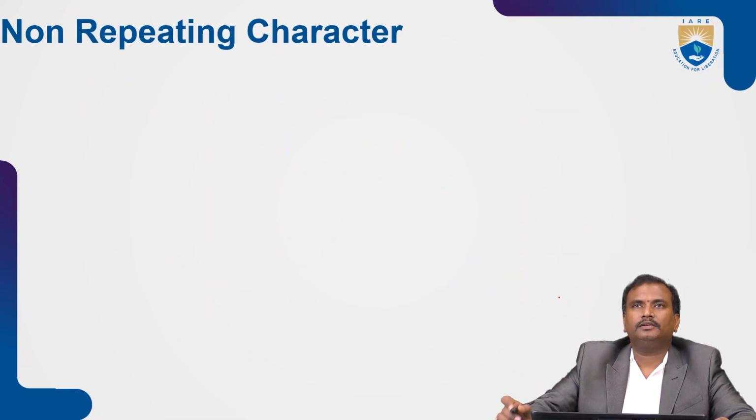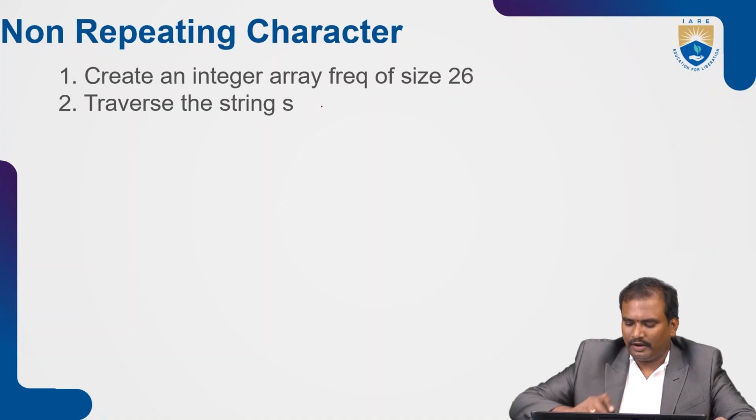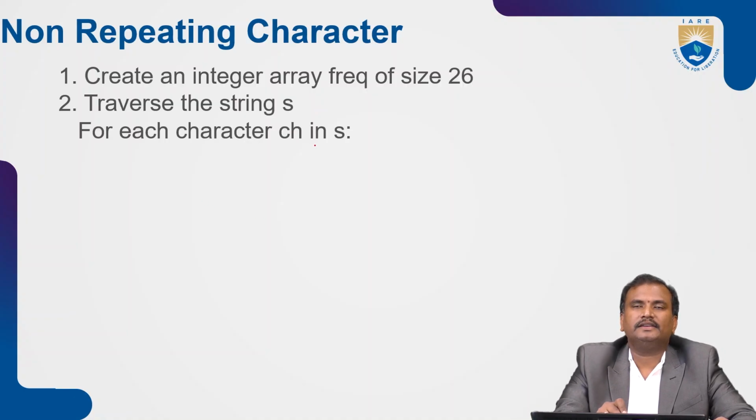Now let us go with the pseudocode, the step-by-step procedure. First, we need to create an integer array frequency of size 26 with all the values as 0. Now we need to traverse the string, which means we need to use a for loop: for i equals 0 to i less than string length, i plus plus. Otherwise we can also go with for each character ch in S.